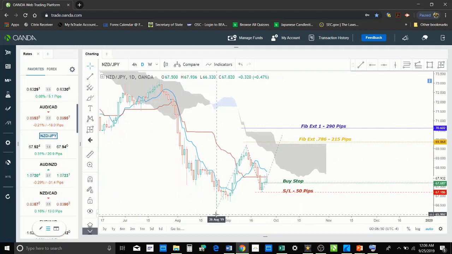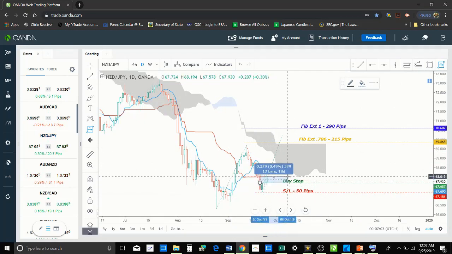You'll see I marked from this low to this high. We made a new low. Buy stop set on this Monday, September 23rd. 50 pip stop loss. This trade would currently be about 26 pips in profit, with it having been 50 at its greatest earlier today.